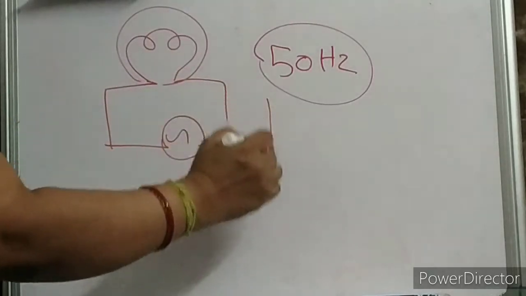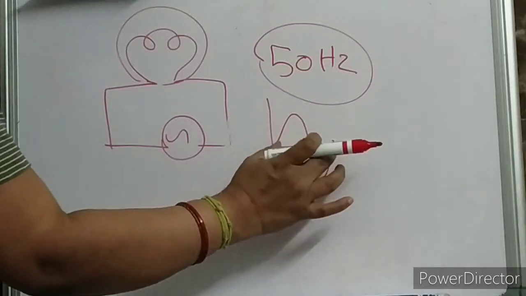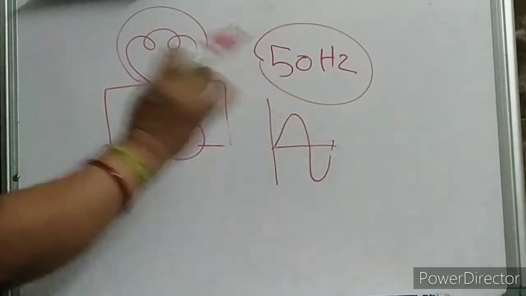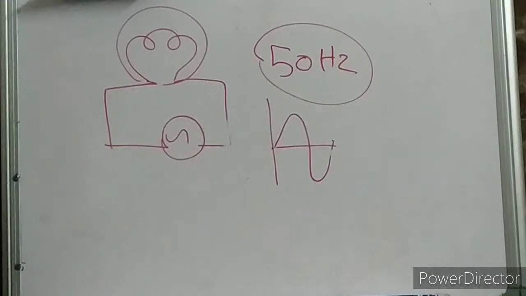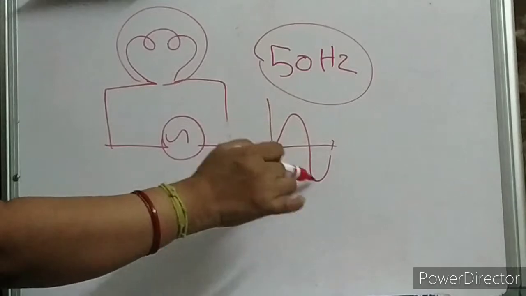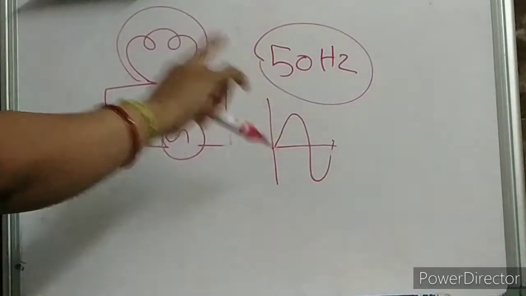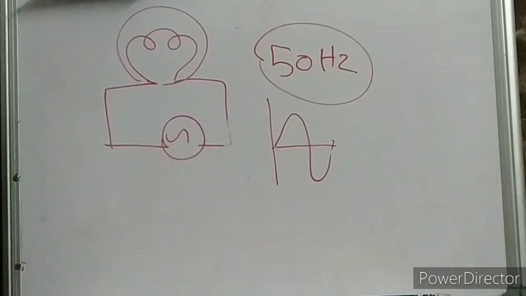If in 1 second this is one cycle, children, then in 1 second 50 cycles like this will pass through. If 50 cycles pass through, can you tell me what it means? In one cycle, how many times is it changing its direction? 1, then 2. 2 times it is changing its direction. So in 50 Hertz, how many times will it change its direction? 100 times, children. 100 times it reverses its direction.